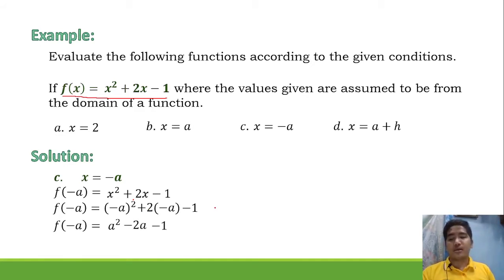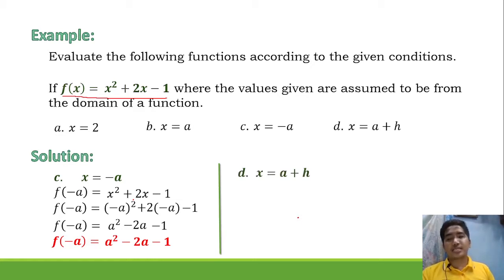minus 1. Okay? May simplify pa ba to? F of negative a is equal to a squared minus 2a minus 1. So, ayan. Wala na po. Okay? Wala na tayong isi-simplify. So, yan na po yung final answer natin. Okay? Next. For letter D, x is equal to a plus h.